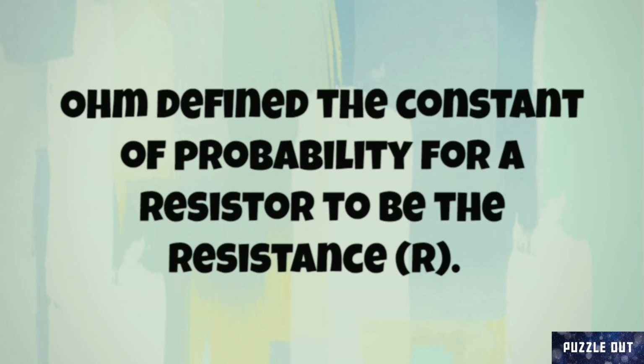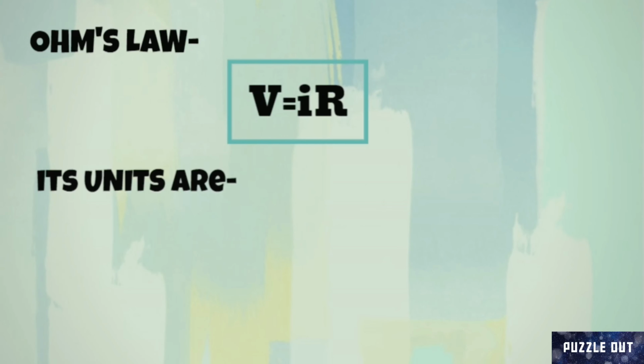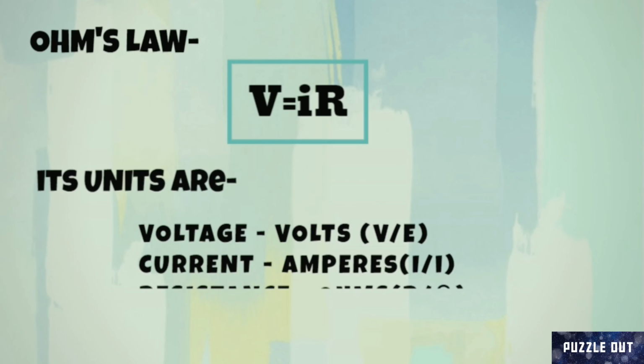In order to equate it, we employ a proportionality constant called resistance. This is the constant of proportionality. Then the equation becomes V equals IR, which is Ohm's law. The units for these terms are volts for voltage, amperes for current, and ohms for resistance.